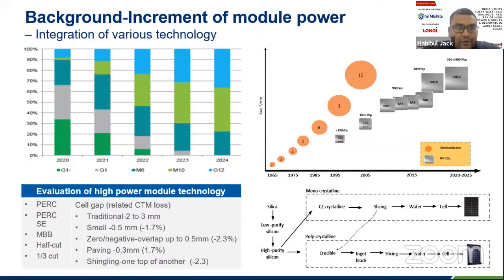To keep up with the lower bidding price year by year, penetration of large wafer 182 or 210 millimeter will accelerate in 2022, and the module production based on large wafer will dominate in the following years. Let's take a look back on basics of module production. Basically, silica is crystallized, and after a long process, we get cell. Cells are later assembled into module, then it is used in the system.